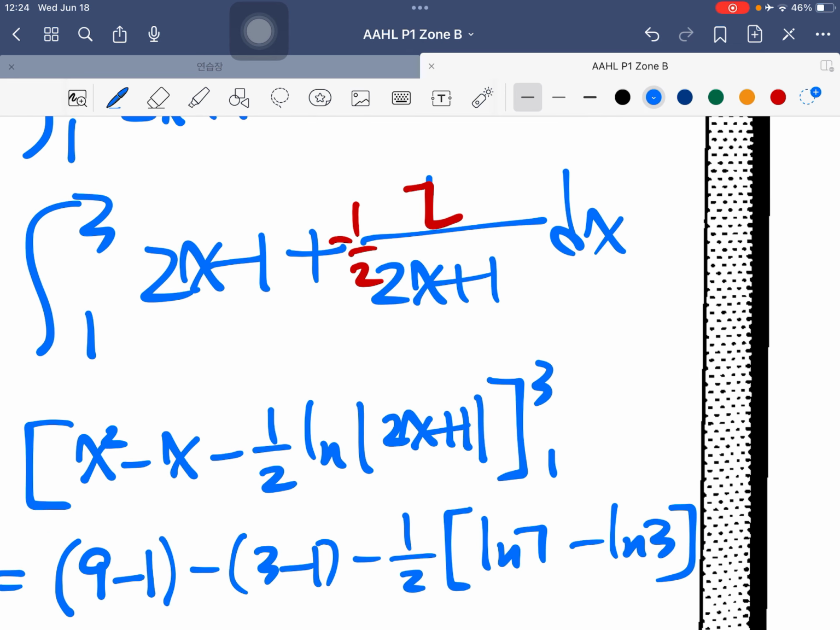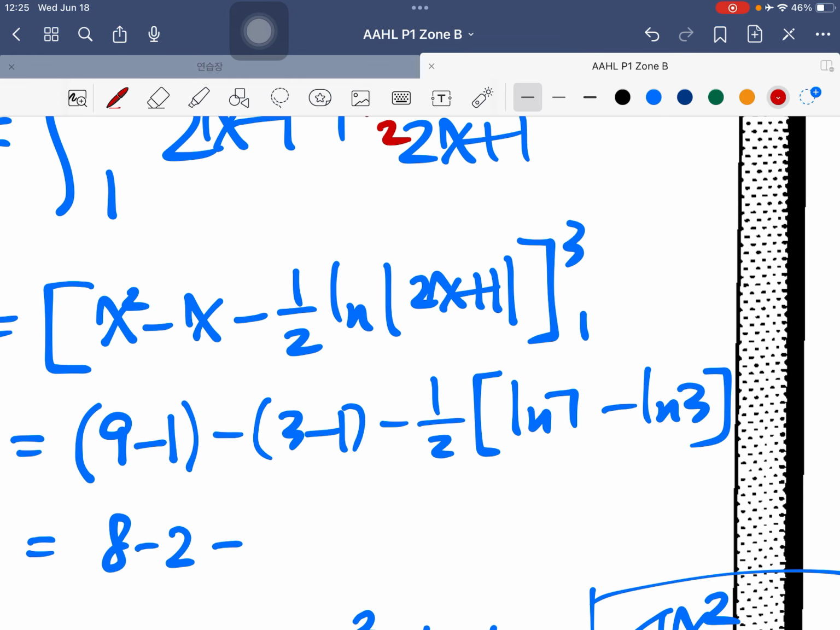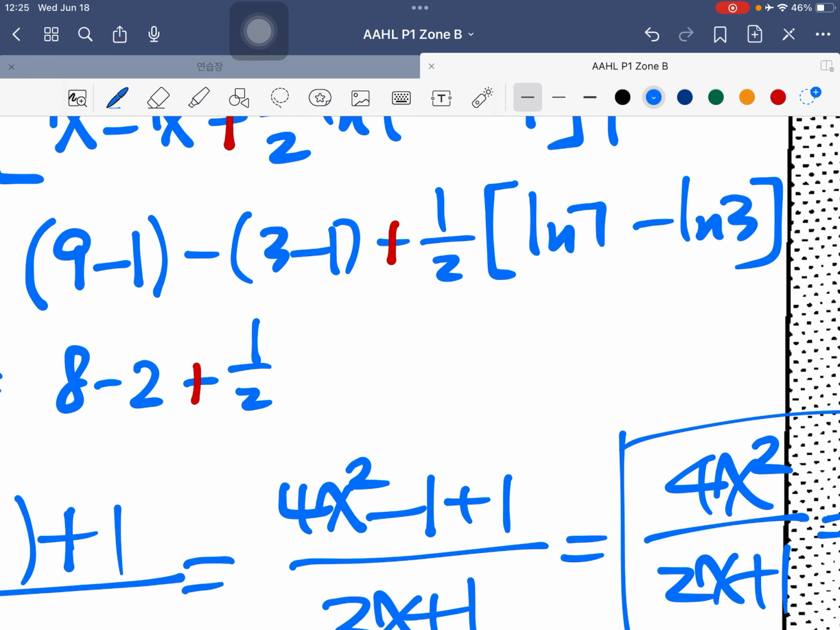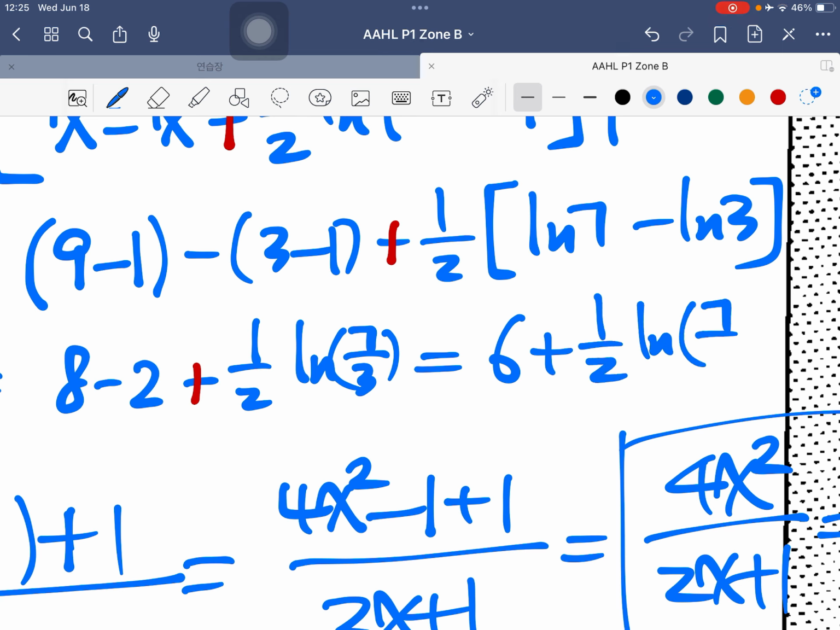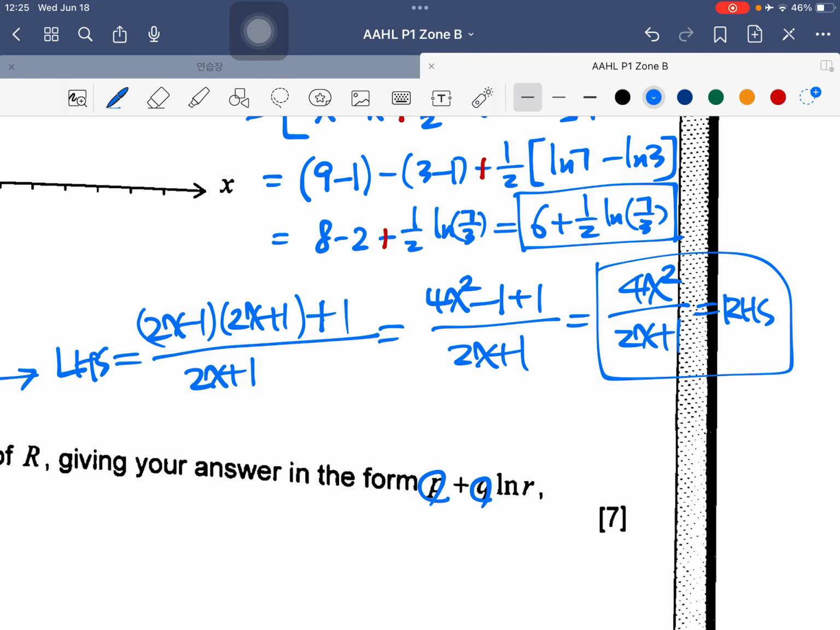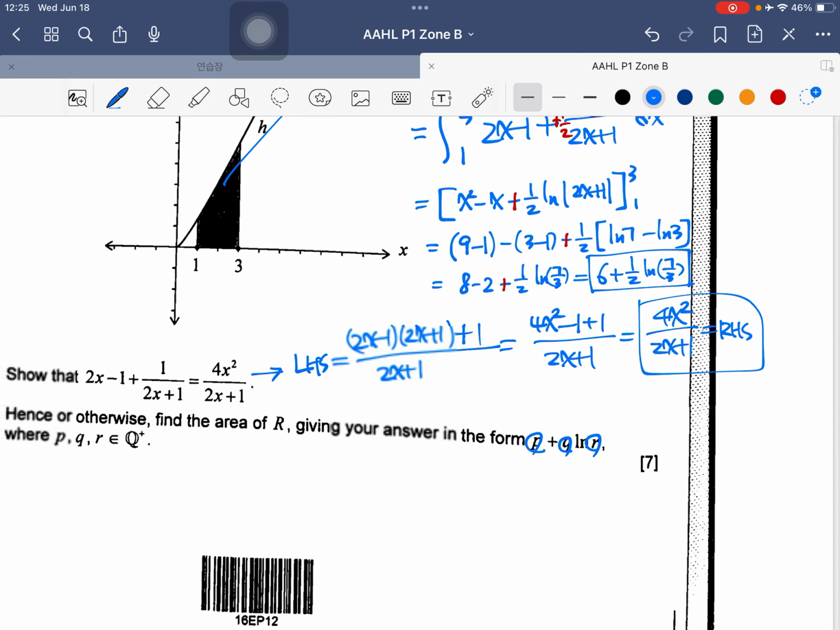Yeah, I made a mistake. This is not minus. This is plus, right? You put 2 here, just 1/2 down there. So this is not minus, this is plus. So 1/2 ln 7 over 3. The final answer should be 6 plus 1/2 ln 7/3. This is the final answer. So p is 6, q is 1/2, r is 7/3.